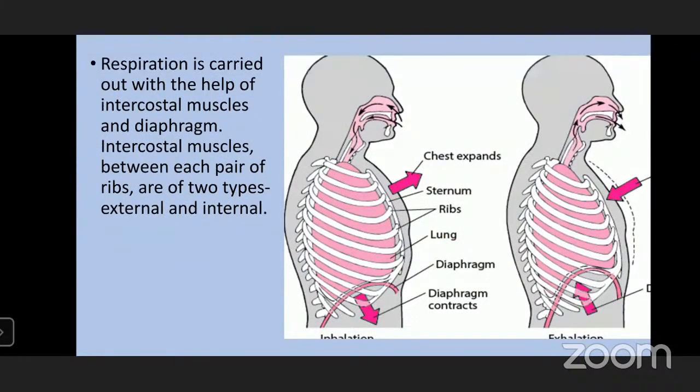Respiration is carried out with the help of intercostal muscles and diaphragm. Intercostal muscles are between each pair of ribs. In between the ribs, there will be intercostal muscles. And the other muscle which is involved in the process of respiration is the diaphragm. So these are the two muscles which are involved in inspiration and expiration. And there are other structures: this is the vertebral column, then there are ribs, and the sternum.